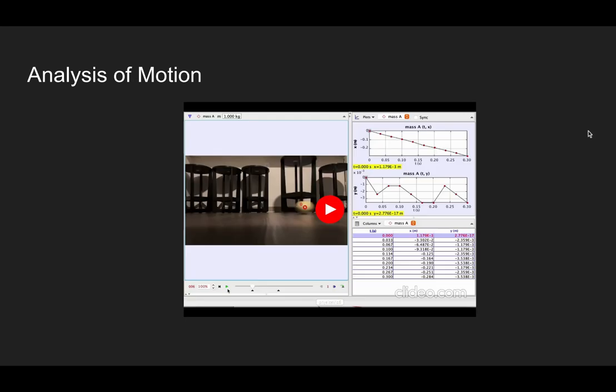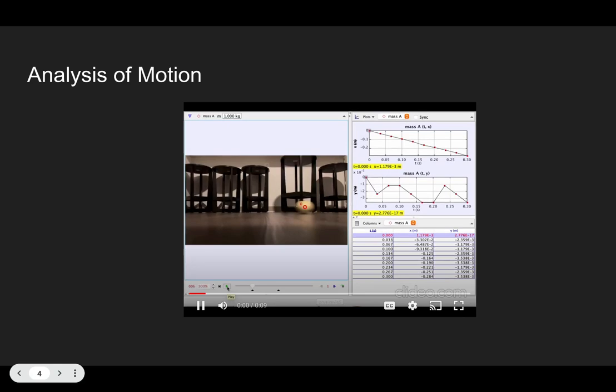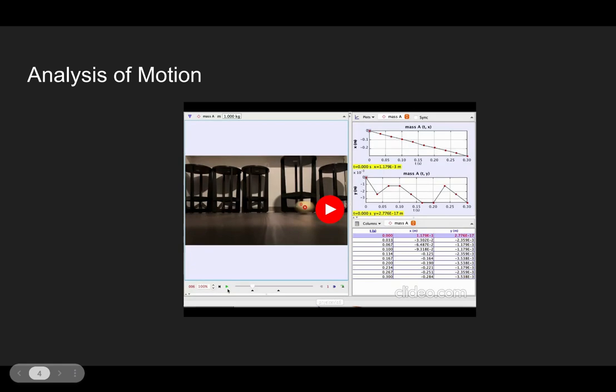So this is the analysis of the motion. As you can see, we tracked the ball using the point mass feature of Tracker. Originally we set up a coordinate axis that the ball moves along, and at each step we record the point mass of that step, which can be shown in the chart in the bottom right, and that will be used to compare to our computational model in the future.